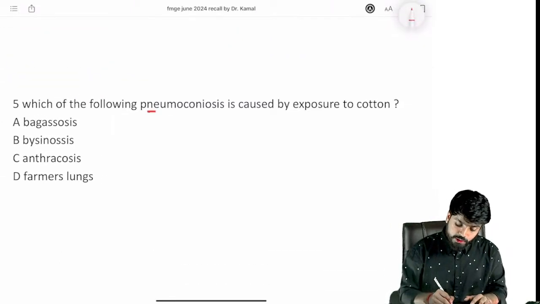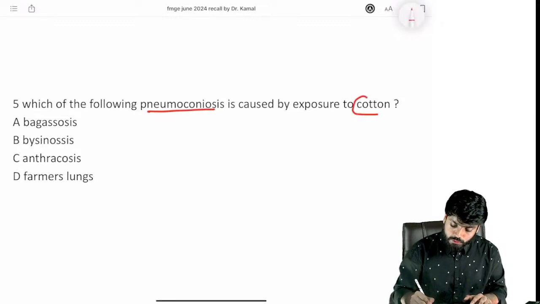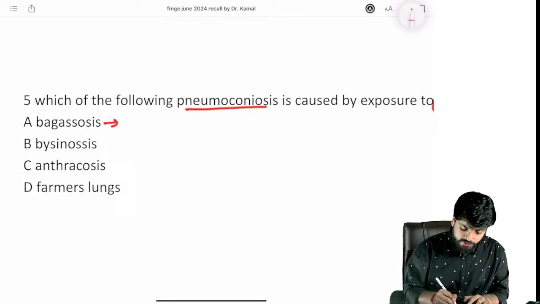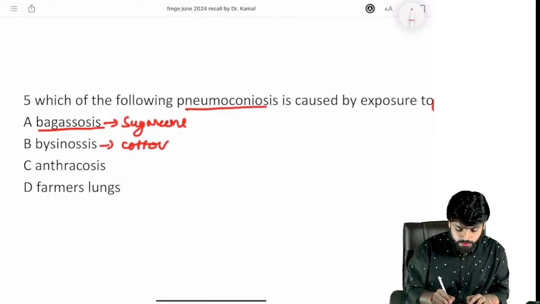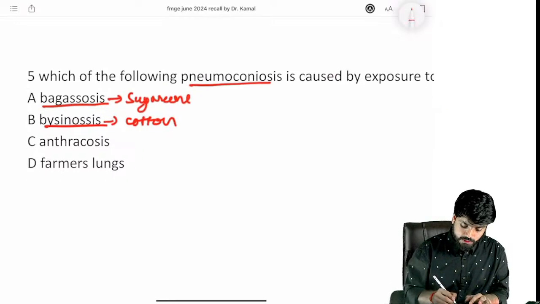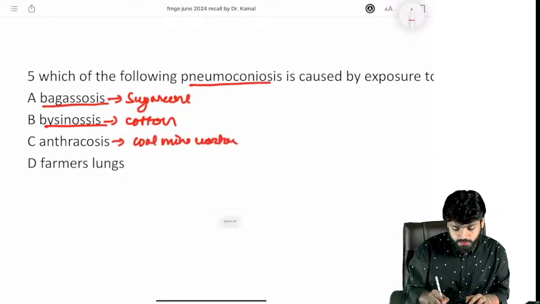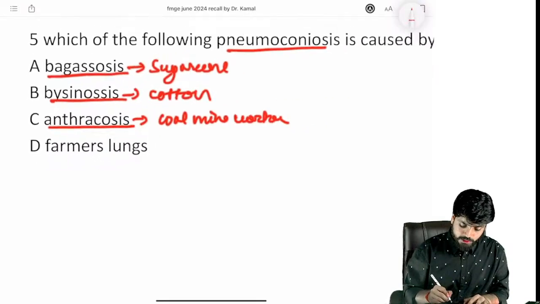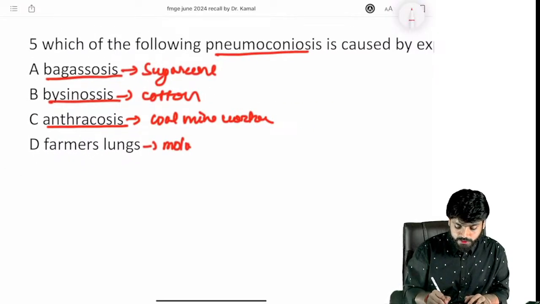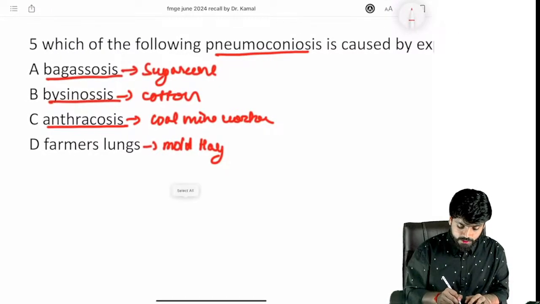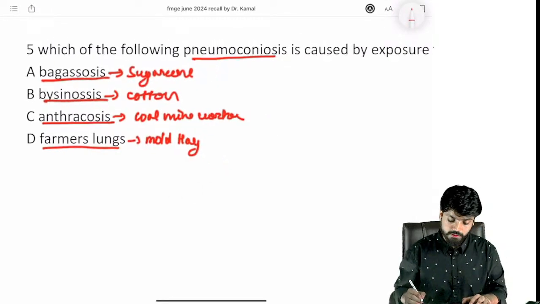Which of the following pneumoconiosis is caused by cotton? If it's caused by sugarcane, it's bagassosis. If it's caused by cotton, it's byssinosis. If it's caused in a coal mine worker, it's anthracosis. And the last one is if the patient is working in farm and moldy hay is being inhaled, moldy hay, it's farmer's lung. Okay.